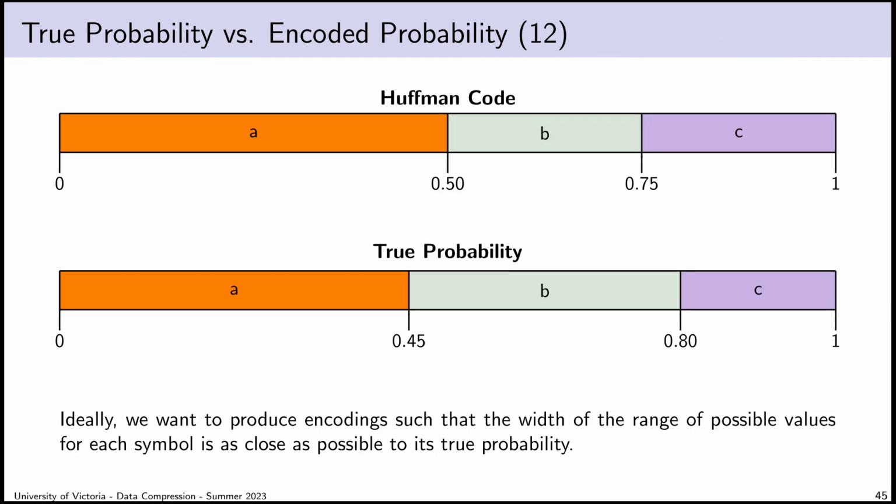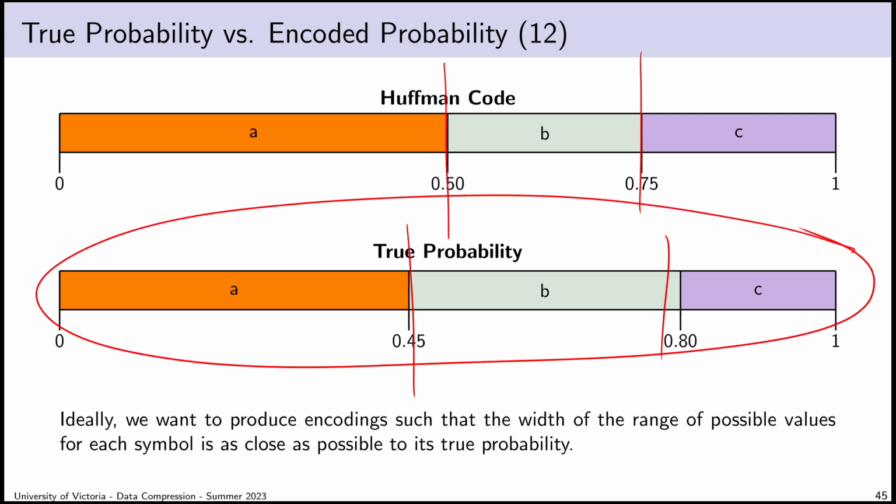So ideally, I want to come up with some encoding scheme such that if I look at the range of possible values for each symbol, that is as close as possible to its true probability. Whereas the Huffman code, because of the way that it rounds to a whole number of bits at each step, sort of forces us into probabilities that are powers of 2, which of course isn't the case here. I want to realize these true probabilities.